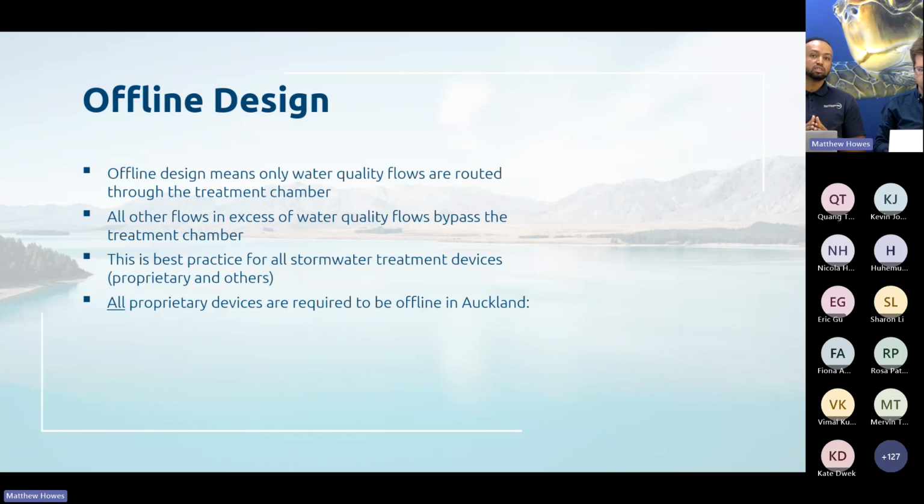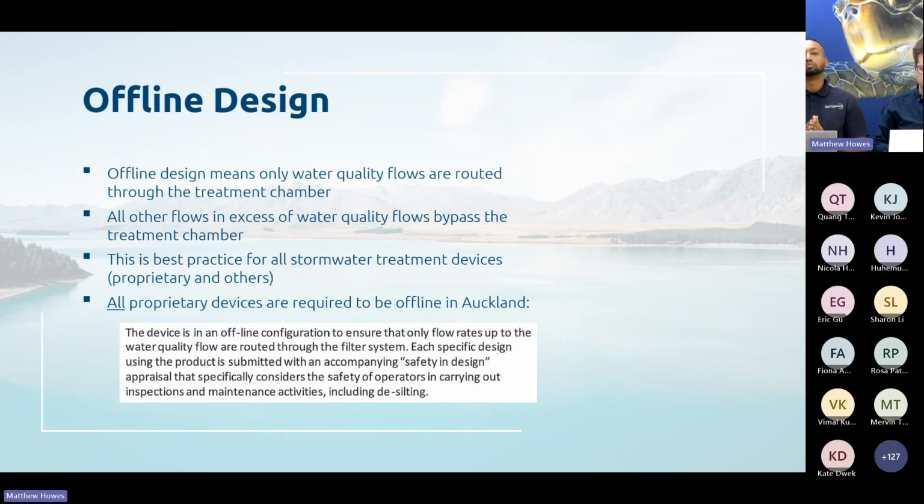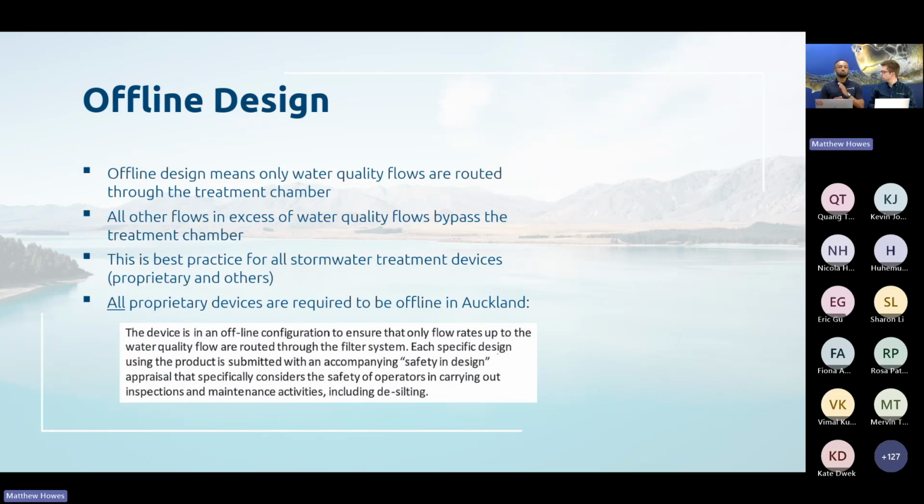This is considered best practice for all stormwater treatment devices, not just Stormwater360. That is because it achieves the best environmental outcome, as you retain the sediments you already captured, and also you reduce the risk of any potential damage to the device. In some councils, offline design is required, for example, in Auckland. Again, what that means is only the water quality flow goes through the treatment device, and the peak flows bypass around the system. So in Auckland, all proprietary devices are required to be offline.